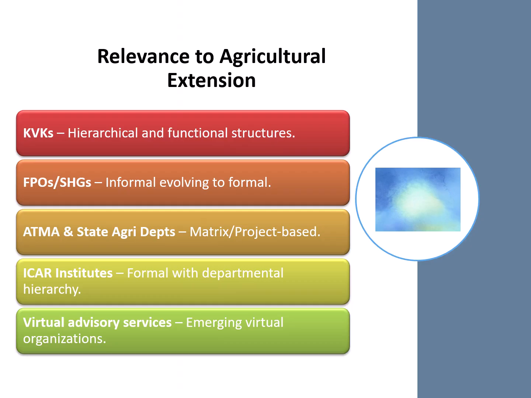Agricultural extension organizations demonstrate diverse structures. Krishi Vigyan Kendras, KVKs, follow hierarchical and functional models. Farmer-producer organizations, FPOs, and self-help groups, SHGs, evolve from informal to formal structures. ATMA and state agriculture departments operate through matrix or project-based frameworks. ICAR institutes maintain formal departmental hierarchies, and virtual advisory services represent emerging virtual organizations.